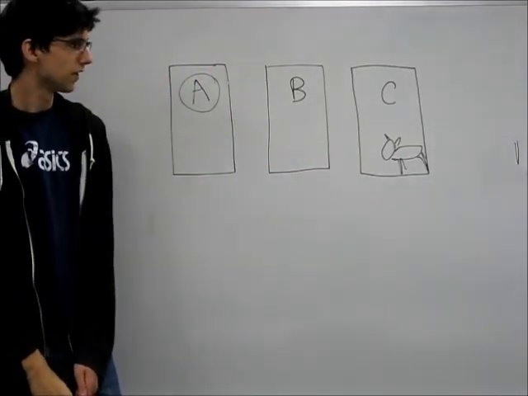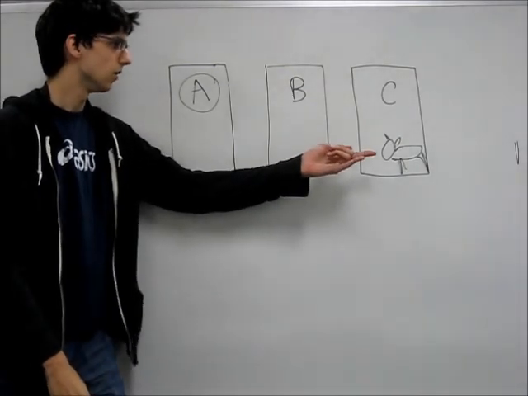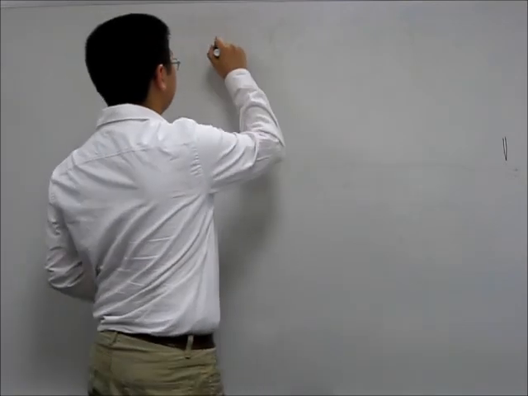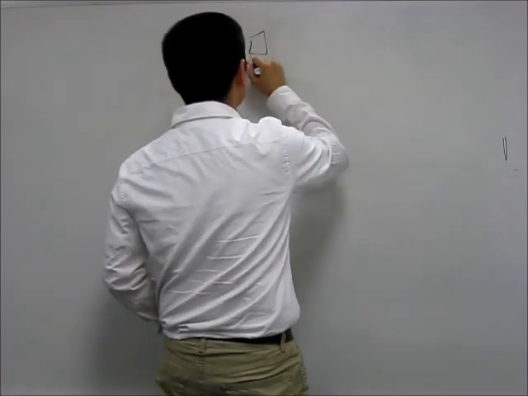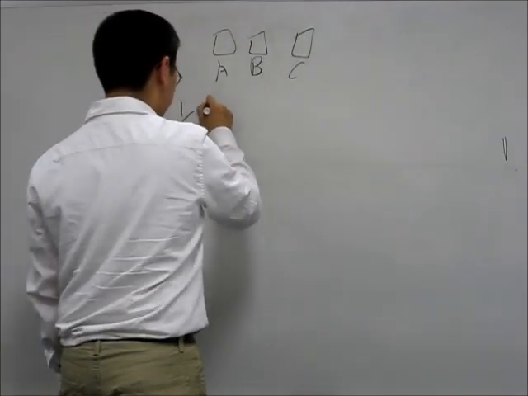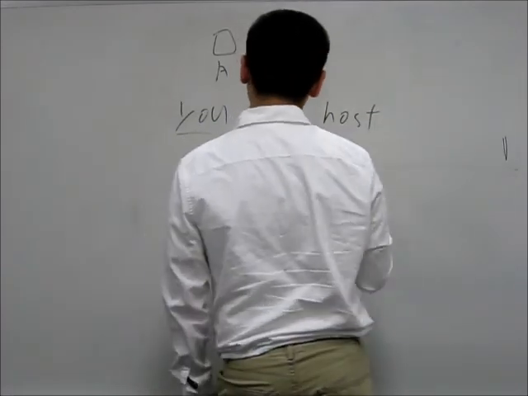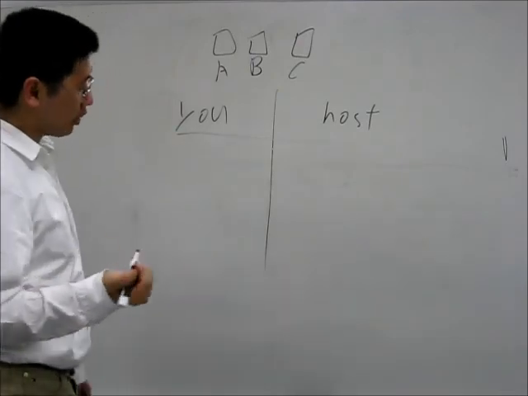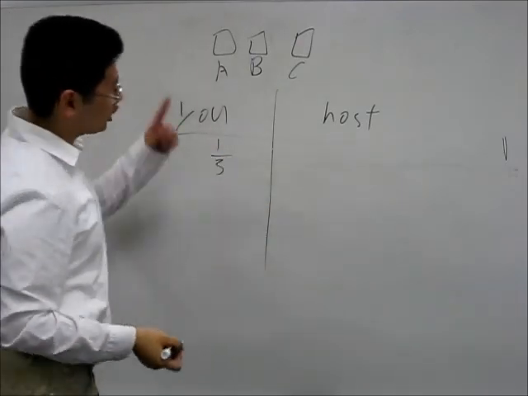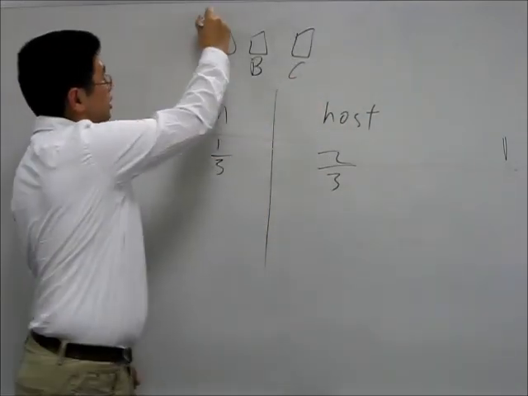So now what you want to know is, do you want to switch, knowing that now this door has a goat behind it? To solve that problem, we're going to be considering the 3 doors, A, B, and C. Say you picked A, and the host still has B and C. Originally each of these were 1/3, so the probability of you having the car is 1/3, while the host having the car is 2/3.